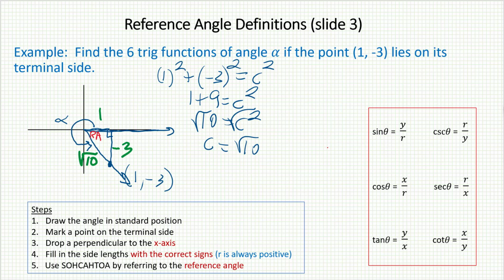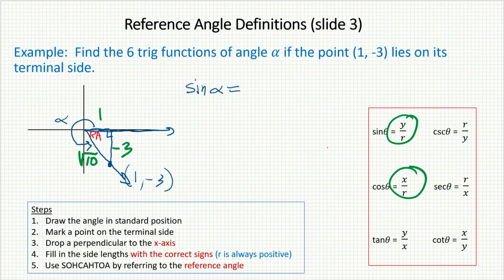Once I have the 3 sides labeled, all I have to do now is use SOHCAHTOA. I can, of course, refer over to these definitions if I want to, but I don't really need to. I can just use SOHCAHTOA by referring to the reference angle. So let's start writing some of these things down. For sine alpha, I have opposite negative 3 over hypotenuse square root of 10. I'm using the reference angle to find my opposite, to find my adjacent. This would be the opposite. This would be the adjacent. This would be the hypotenuse.